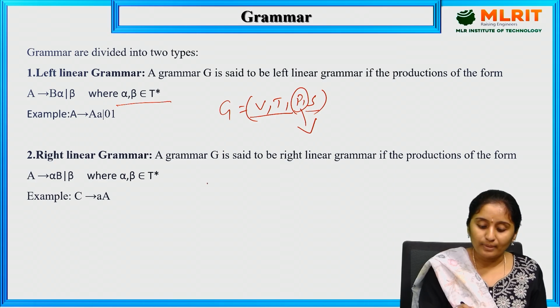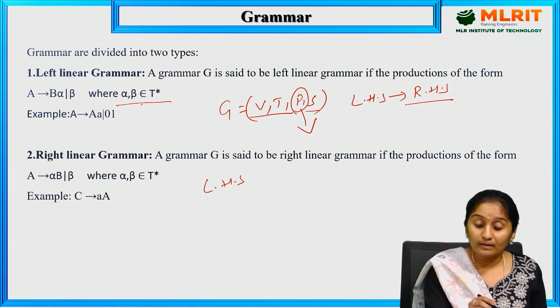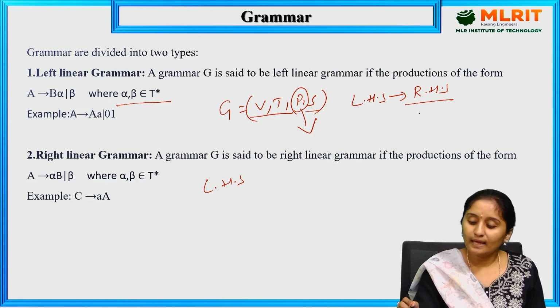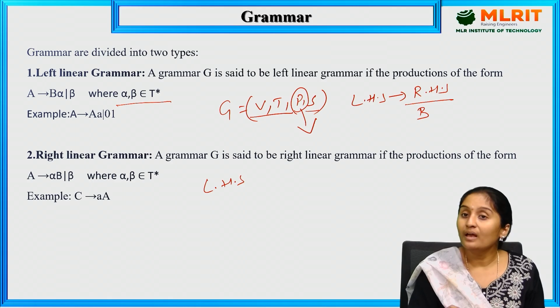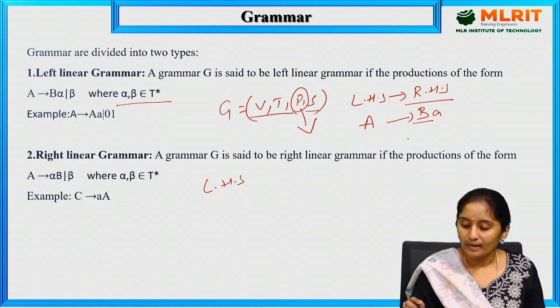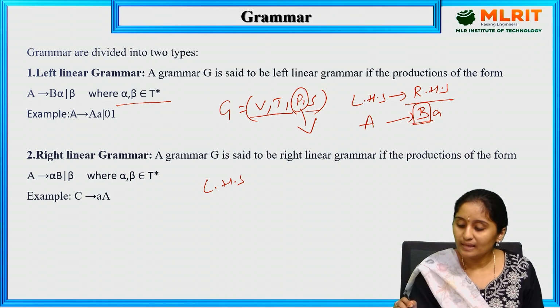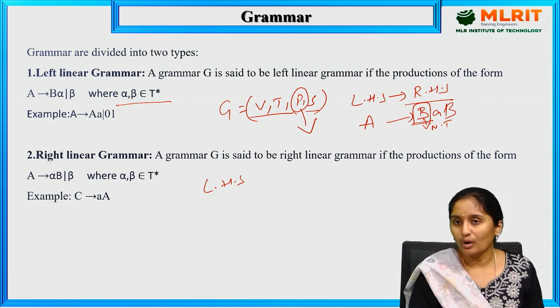In the left linear grammar, the LHS produces the RHS. In the RHS part, only one non-terminal should be present, and that non-terminal should be present at the left side of the RHS part. Then we can call it a left linear grammar. A produces BA. Then I can tell that this is a left linear grammar. Why? Because in the RHS part, the first symbol is a non-terminal. So can I have BAB? No, it is not a left linear grammar.